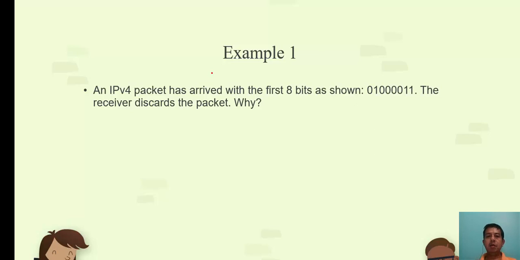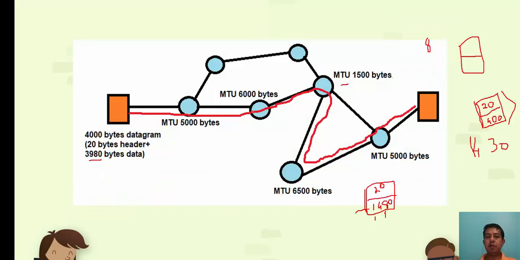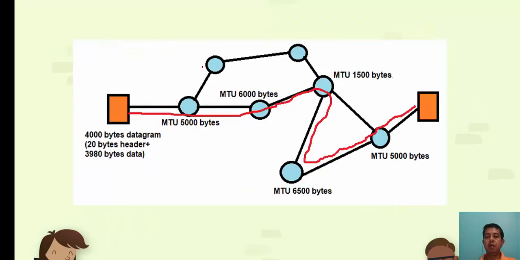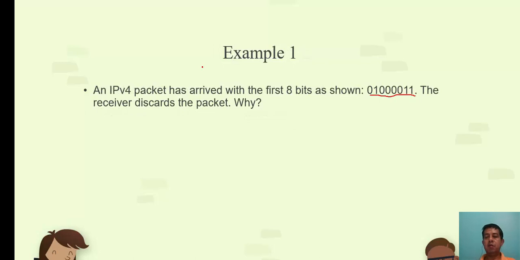The first example is an IPv4 packet that has arrived with the first 8 bits shown as this value, 01000011. The receiver, meaning the final destination, discards the packet. Why? Now if I go back to the header, this is the header. First 8 bits means 4 bits and 4 bits: 4 bits for version and 4 bits for header length. Now can you think why this IPv4 packet is discarded?